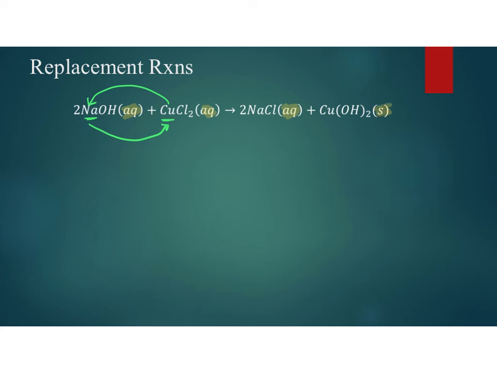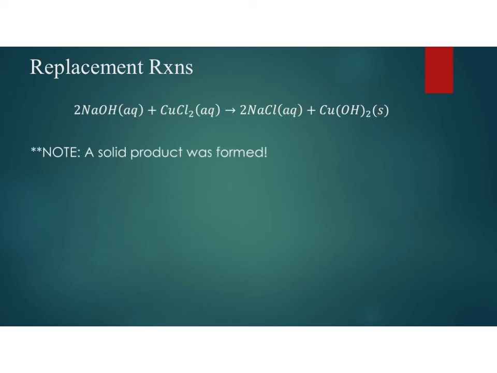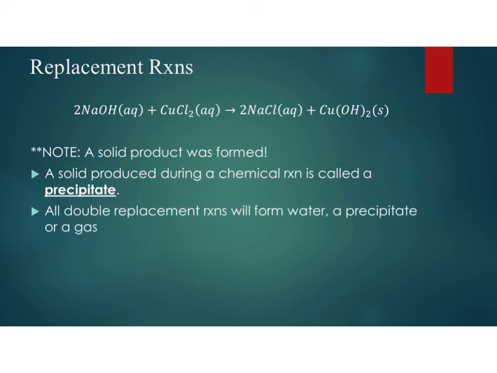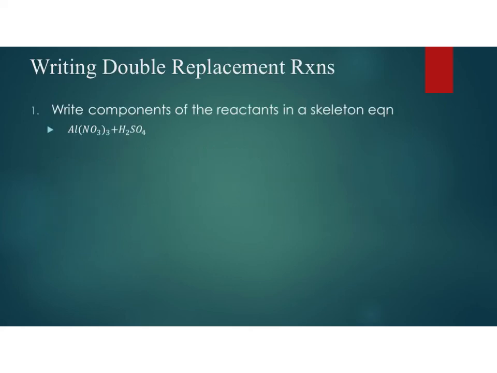So we started out with two liquids, but we ended up with a solid and a liquid on the product side. So we ultimately ended up with a solid that was formed as a result of these two compounds being mixed together. When that occurs, that solid is what we call a precipitate. And I want you to note that all double replacement reactions are going to form either water, a precipitate, or a gas. So we have a series of steps when writing double replacement reactions.